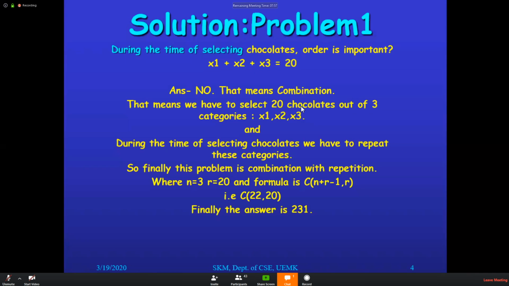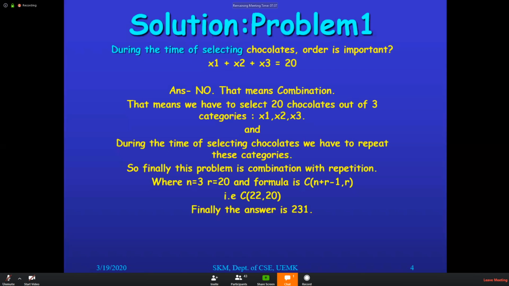Are you getting the point? Is the point clear, how we are solving? Yes. Yes, sir. Any question from your side? Understood.